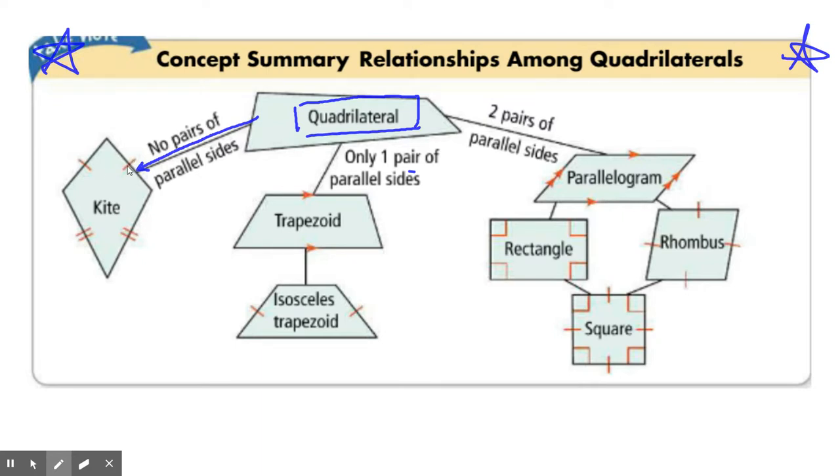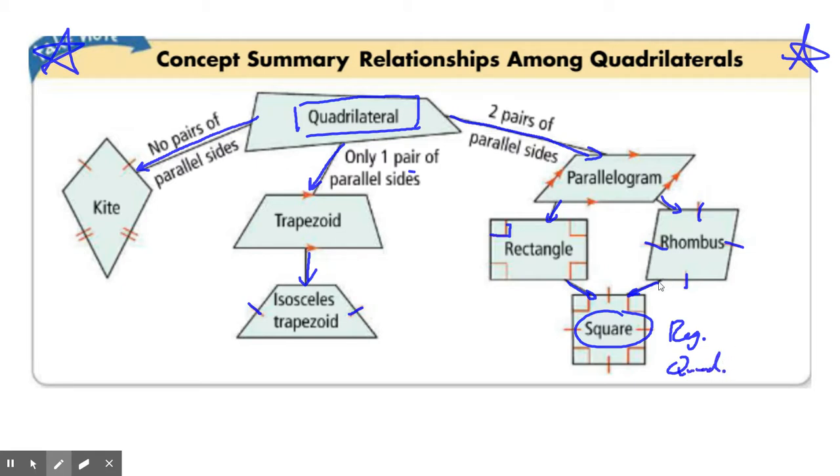If you have 2 consecutive pairs of congruent sides, but if you only have 1 pair of parallel sides, you're a trapezoid, bases. But then you could also be an isosceles trapezoid if your legs are congruent. So be aware of that. And then if you have 2 pairs of parallel sides, our favorite parallelograms, and from parallelograms, you could be a rectangle if you have right angles. You could be a rhombus if you have all 4 sides congruent. And as I said, if you combine a rhombus and a rectangle, you do get the square, which is the most perfect quadrilateral. It is the regular quadrilateral.